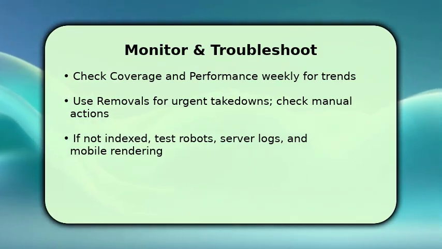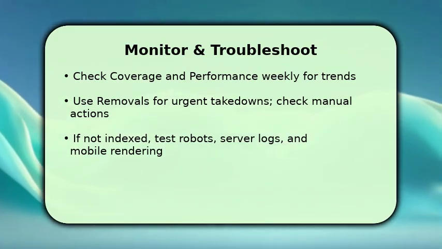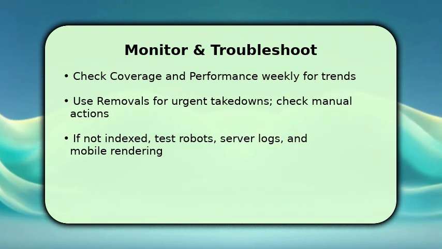If problems persist, test with live URL inspection, review server logs for Googlebot, and verify mobile rendering because mobile-first indexing matters. These checks help you find root causes and resolve them.